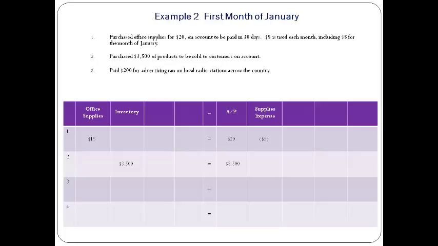The third transaction. Paid $200 for advertising on a local radio station across the country. The advertising ran in the current period. Were goods or services provided to customers? No. Was a service provided to the company? Yes. Advertising. So the account advertising expense is used. Cash was paid, so cash decreases.